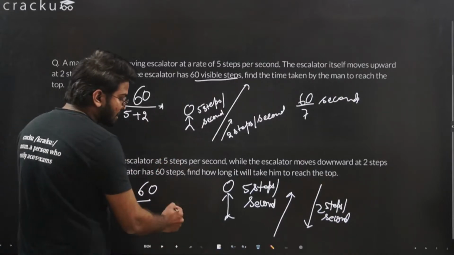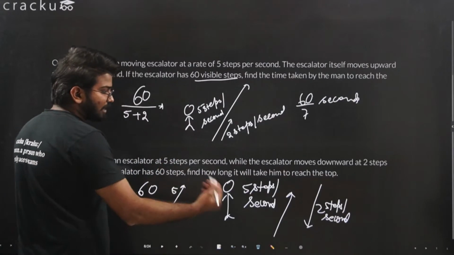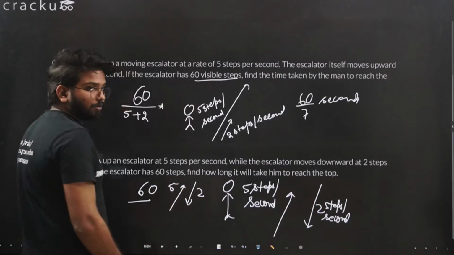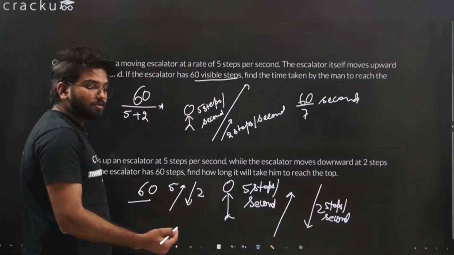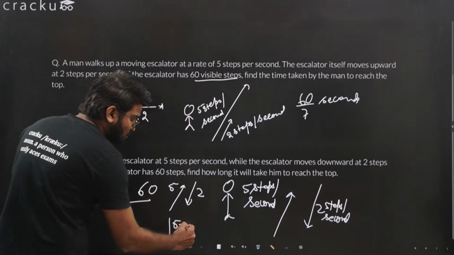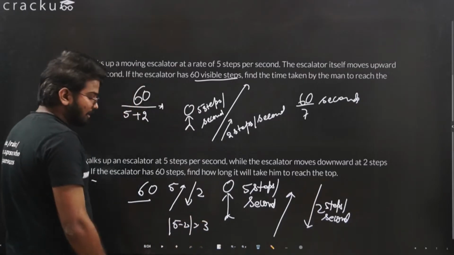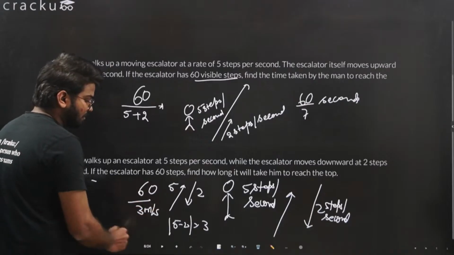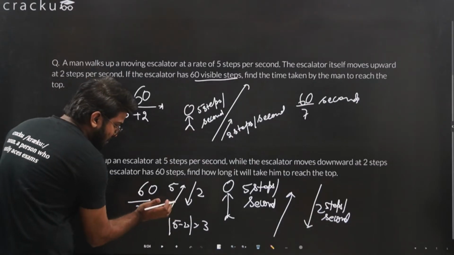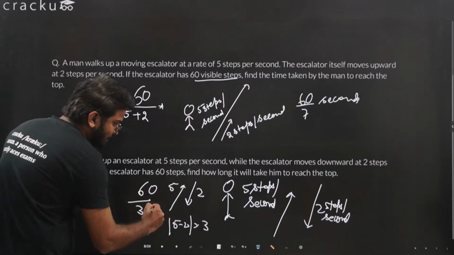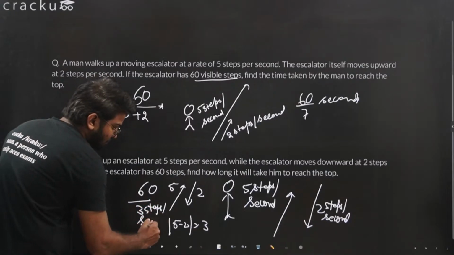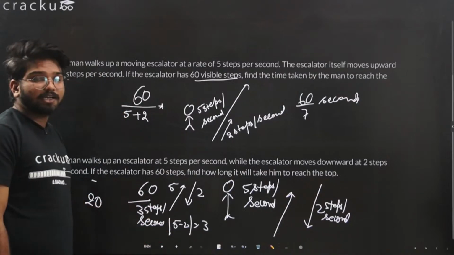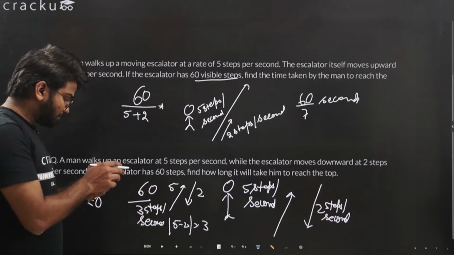For every second, the person is moving 5 steps up. For every second, the escalator is moving 2 steps down. So the effective or relative speed will be 5 minus 2, which is 3. So divide by their relative speed, which is 3 steps per second. Not meter per second, my bad, steps per second. If we divide, this will be 20. So the person will take 20 seconds to reach the top.